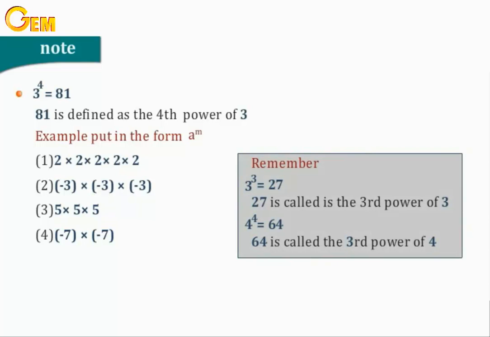Remember, 3 to the power 3 equals 27. 27 is called the third power of 3. 4 to the power 3 equals 64. 64 is called the third power of 4.